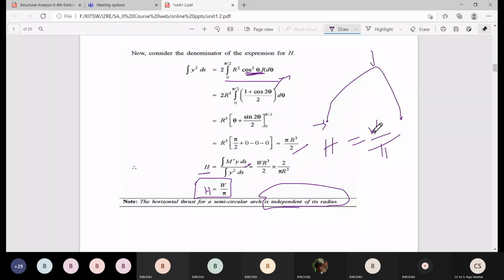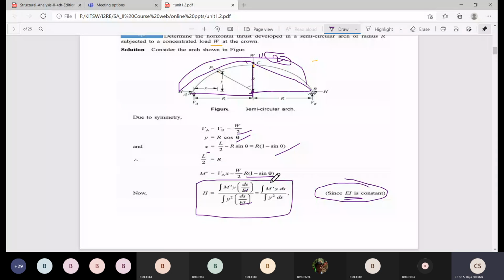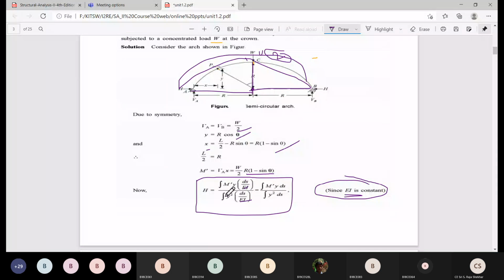Understood? First thing you need to do, you have to remember this equation. H is equal to integration of m dash y into ds by EI, all divided by integration of y square ds by EI. So this is the formula for the calculation of horizontal thrust for the semicircular arch or circular arch.